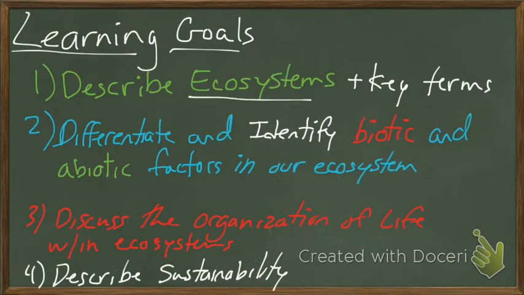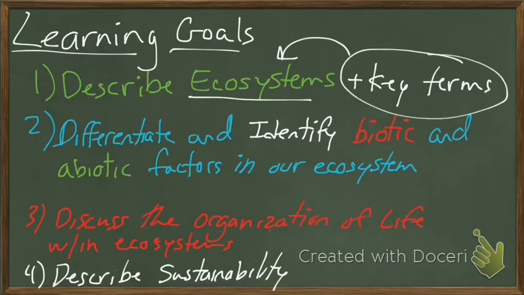Learning goals for this lesson. Describe ecosystems and the key terms associated with ecosystems. There's quite a few of them, and I've actually cut this down significantly. We're going to differentiate, which is one of my favorite words, and identify both biotic and abiotic factors. The key phrase in both these terms is bio. Well, biotic, and then abiotic, it's a-bio, and I'll discuss what that means.